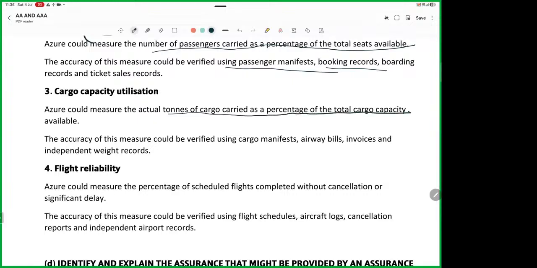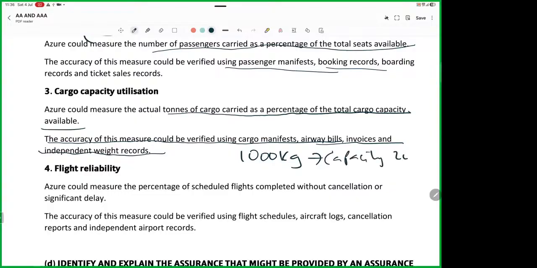Cargo capacity utilization. ACCA could measure the actual tons of cargo carried as a percentage of the total cargo capacity available. The accuracy of this measure could be verified using cargo manifests, airway bills, invoices, and the independent weighbridge records. The moment you simply mention that whatever cargo you've carried is 1,000 kilograms, and the capacity is 2,000, then this is 50%.